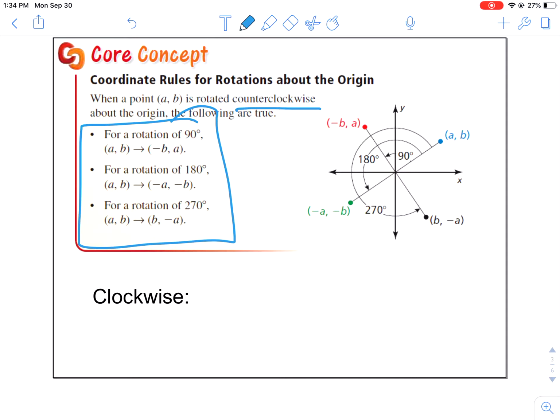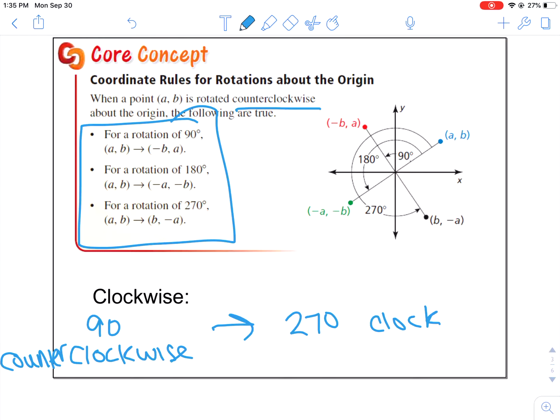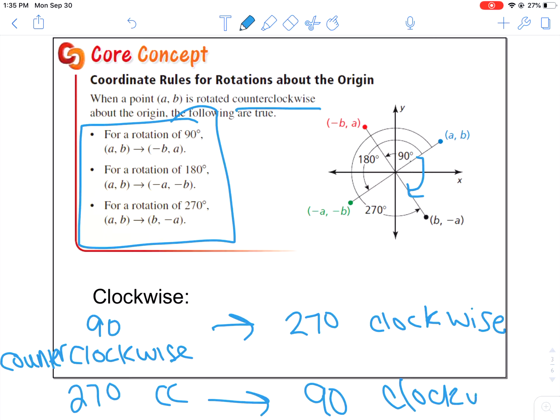But what we looked at in that plate thing was that a 90-degree counterclockwise is the same thing as a 270 degrees clockwise. So if I go 90 degrees this direction, it's the same thing as going 270 the other way. And a 180 is the same regardless of which way you're going. So then a 270 counterclockwise is the same thing as a 90 degrees clockwise.